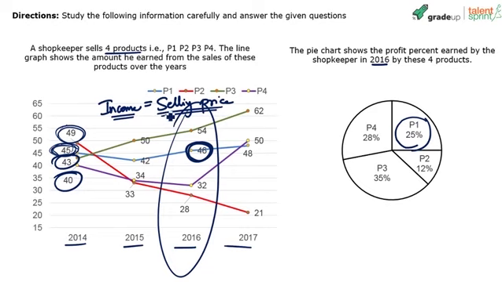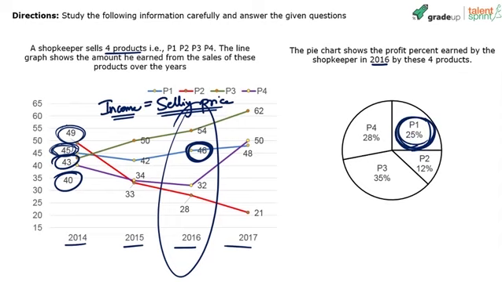Income is always equivalent to selling price. Income is like selling price, expenditure is like cost price, profit is profit. So basically the line graph is about selling price, the pie chart is about profit percentage. But then the line graph is for 4 years and the pie chart is only for 1 year. So my understanding now is that in 2016, the selling price of P1 was 46 rupees. In 2016, the profit on P1 was 25%.